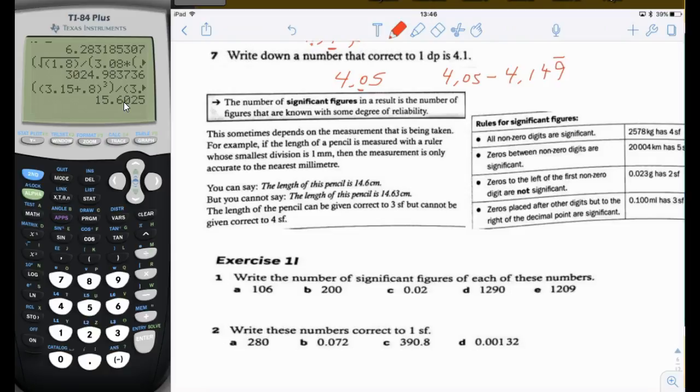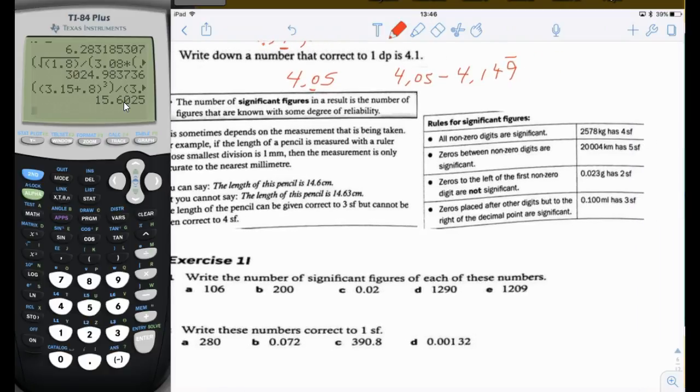The question is for zeros, how do you judge whether zeros are measured or if they're just filling up space? There's a few rules here that you can follow, or you can just think about it. What we just said was all 1s through 9s are significant, so all non-zero digits are significant. Zeros between non-zeros are significant. If you have 1009, these zeros have been measured, because this has been measured and this has been measured, so obviously you measure everything in between these two also.